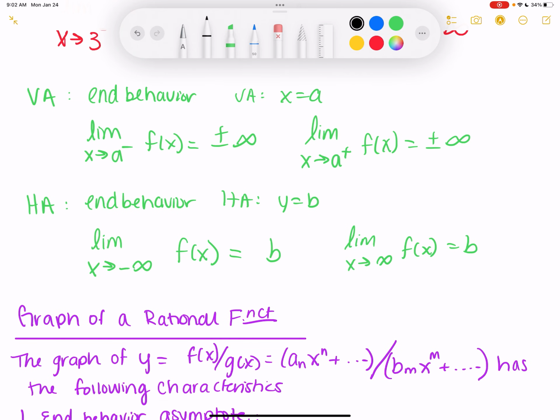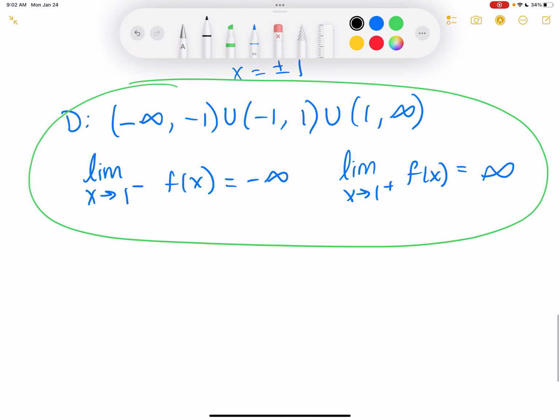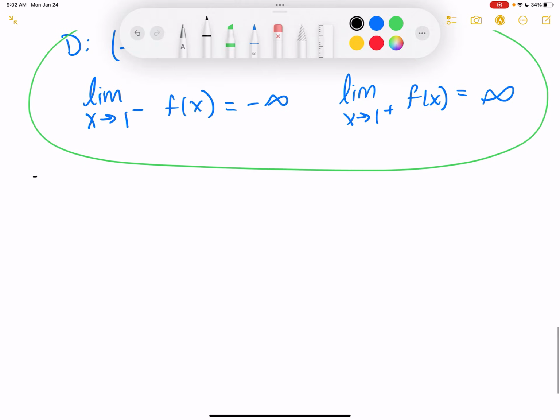The horizontal end behavior stuff. So we're going to be doing both kinds of end behavior with these ones. So number 8, f of x is equal to 3x minus 2 over x minus 1.